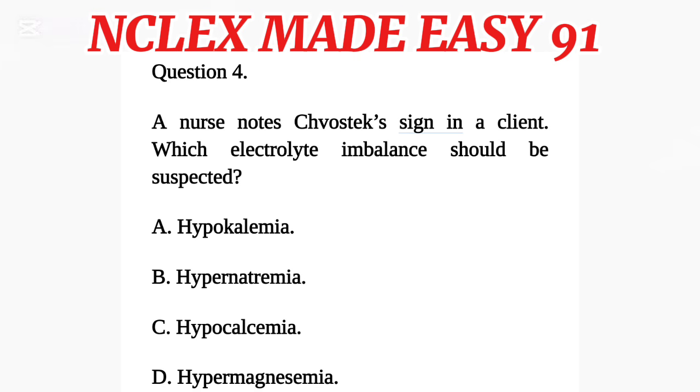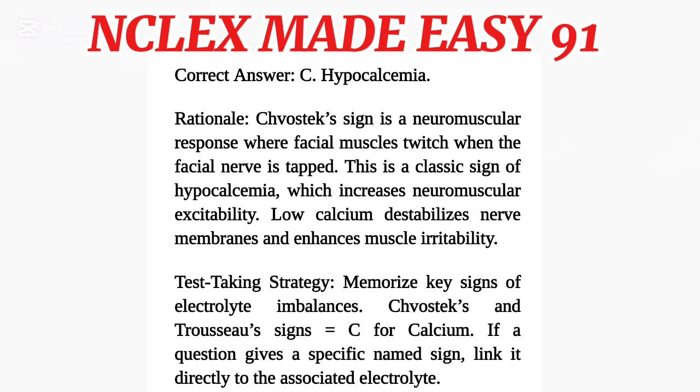Question 4. A nurse notes Chvostek's sign in a client. Which electrolyte imbalance should be suspected? A. Hypokalemia. B. Hypernatremia. C. Hypocalcemia. D. Hypermagnesemia. Correct answer: C. Hypocalcemia.